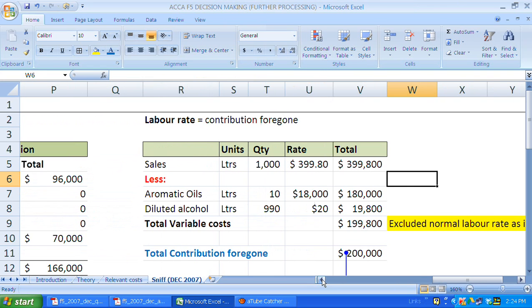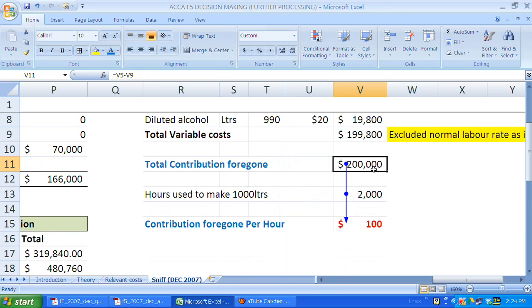So the relevant cost of labor, when there is no spare capacity, is equivalent to the contribution foregone. I mean, the contribution you will lose if you divert your labor, and that is the normal product. Remember, it is 1,000 liters being sold at 39.98 to give you 39. Then the total variable costs, you calculate the contribution foregone, then you convert this to a rate per hour.